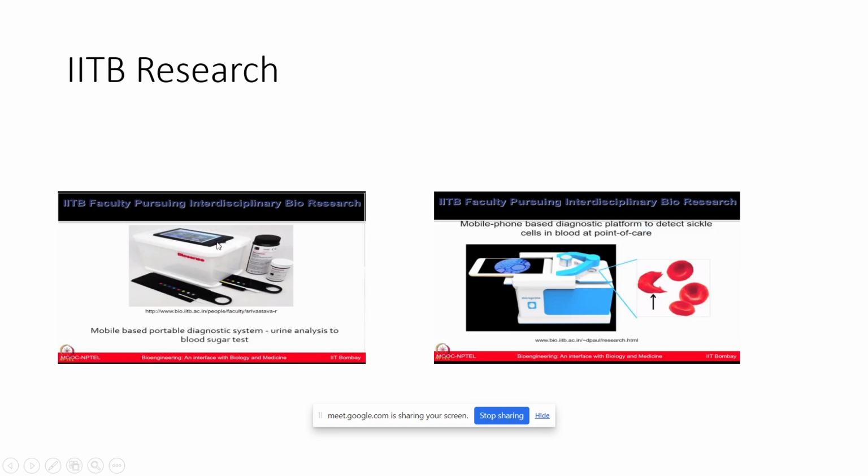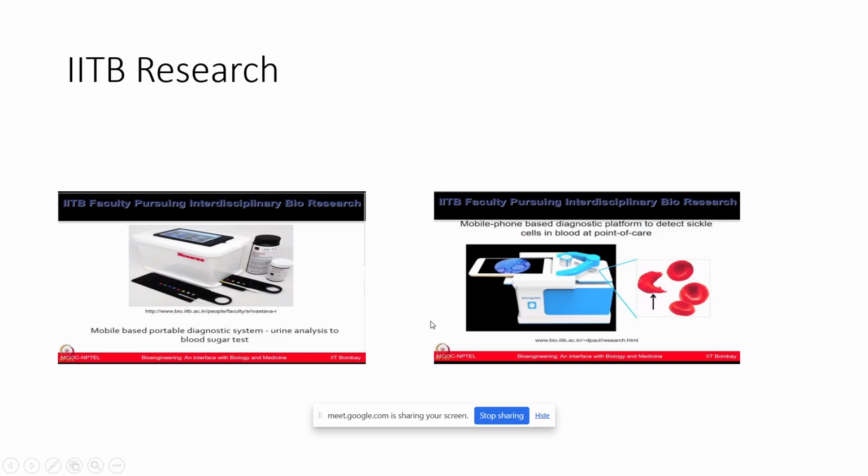So what sir tried to say is, in order to build this specific machine, we need the help of engineers. But how exactly do you build that machine? What all parameters should this machine detect? Only a biologist will know. A biologist understands the biological concepts much better as compared to engineers. But in order to make these machines, engineers are the ones who understand better than biologists. So that's the reason integration of engineers and biologists is required. Similarly, there are certain mobile phone based diagnostic platforms for detecting sickle cells in blood as well at point of care.